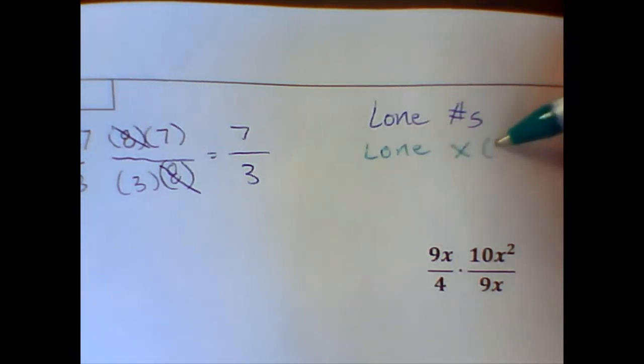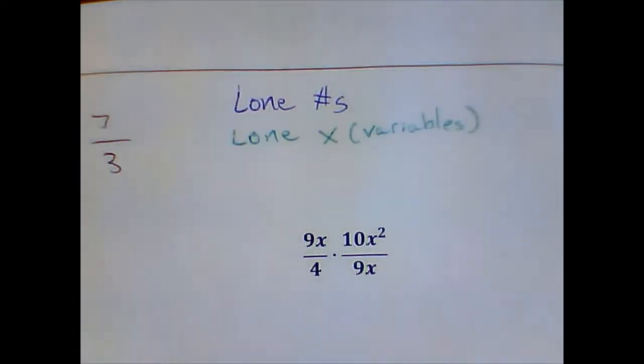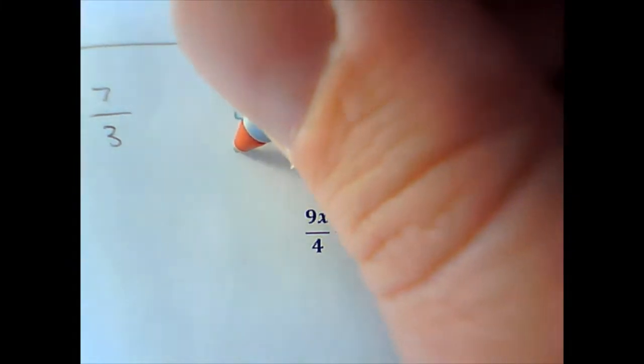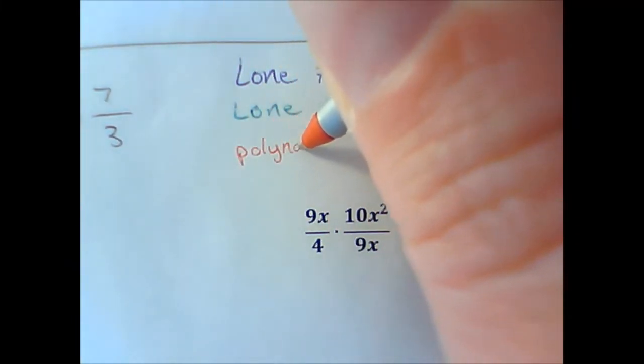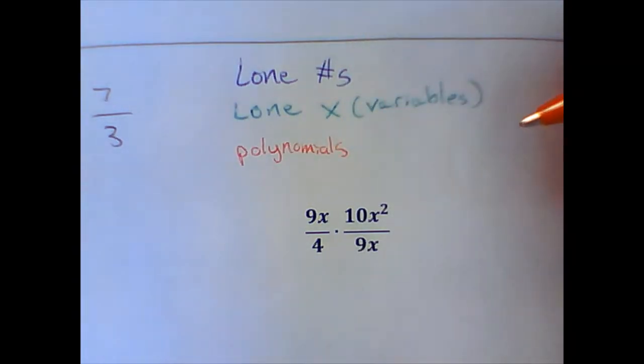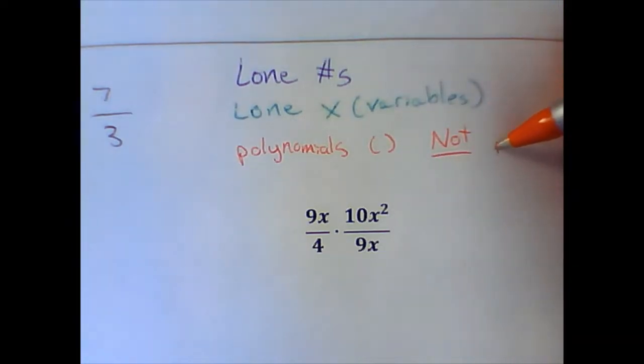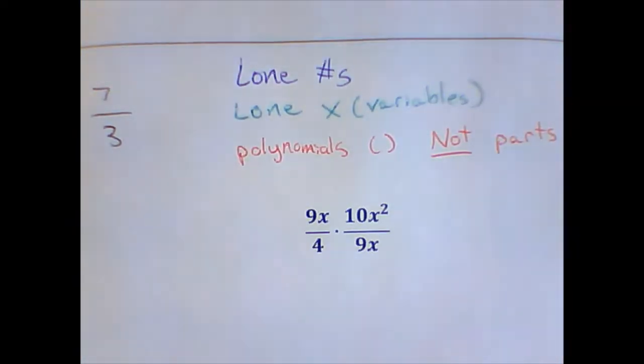So you can cancel lone numbers. They can also reduce. You can cancel lone variables. You can also reduce them with exponents. And you can cancel polynomials. But one thing you cannot do with polynomials is cancel parts of them. You either have to cancel the entire polynomial, and we'll set them apart with parentheses so we know what the entire thing looks like, but you cannot cancel part of a polynomial. It's either all or nothing on the polynomials.